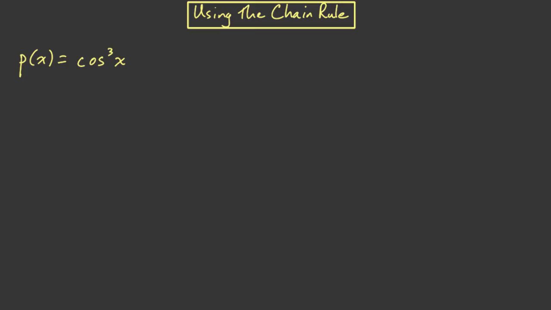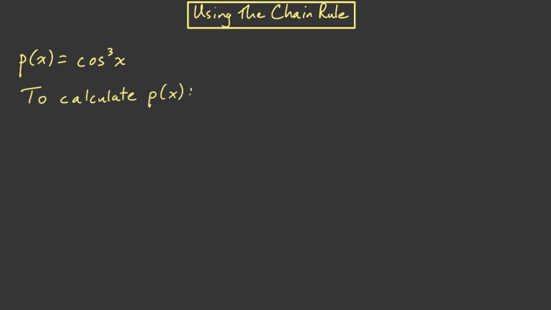We're looking at this function p of x. It's a composition of the cosine function and the cubing function, but in what order? Which one is the inner function and which is the outer function? Well, in order to figure that out, we should think about what we would do in order to calculate p.